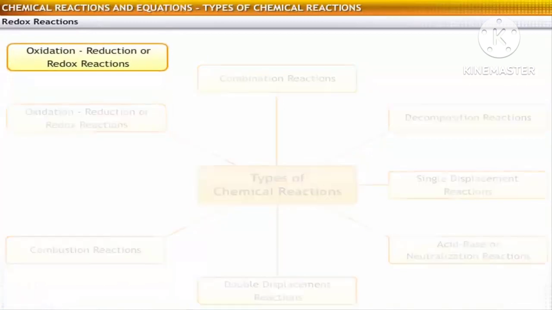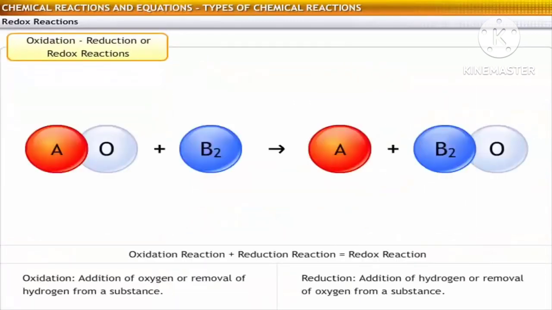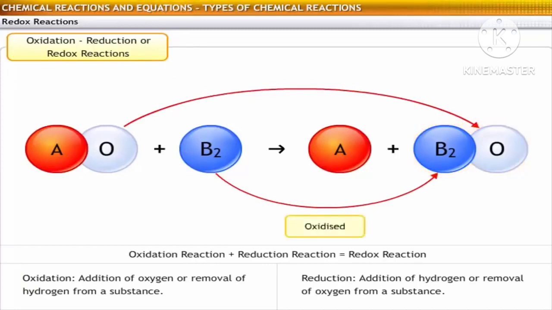Oxidation and reduction reactions occurring together are known as redox reactions. In a redox reaction, a substance that gains oxygen is said to have been oxidized, and the one that loses oxygen is said to have been reduced.